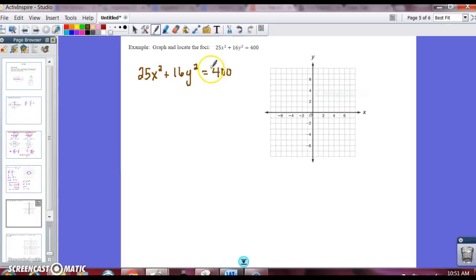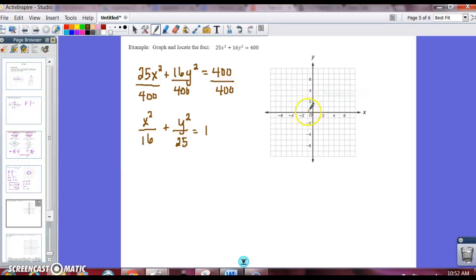And so what we need to do is we need this other side of the equation to equal 1. So I'm going to divide everything by 400. Now I'll be able to write the equation in that standard form. If I simplify this, I end up with x squared over 16 plus y squared over 25 is equal to 1. So now I have this in that form that I needed. Now I can go ahead and plot this.